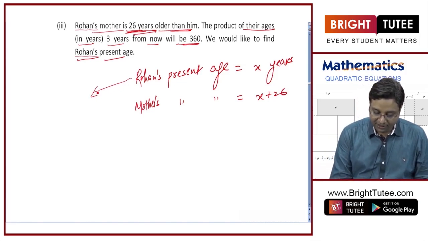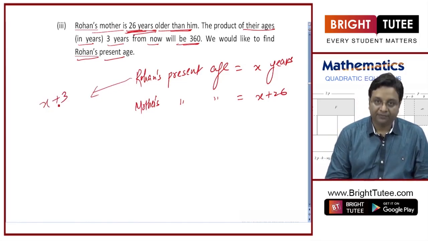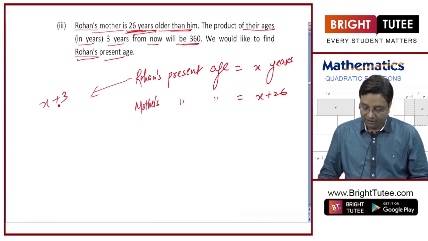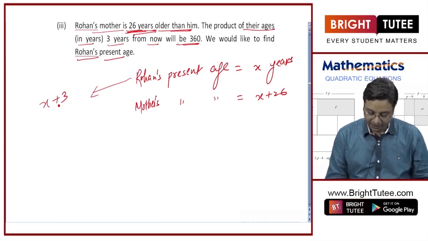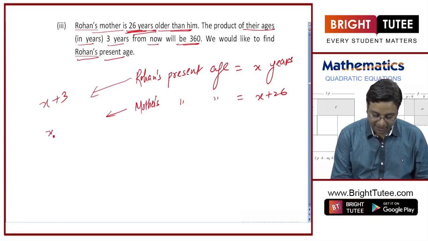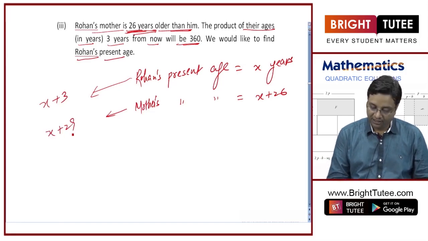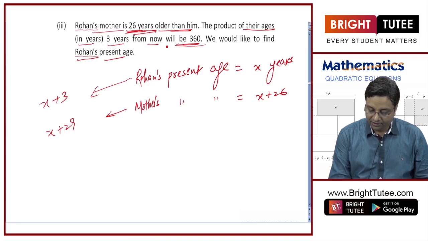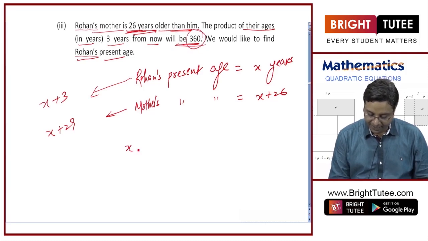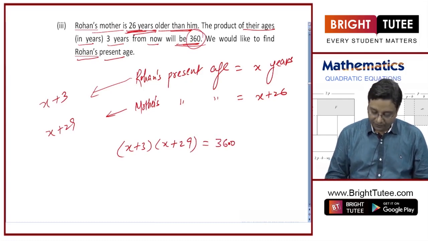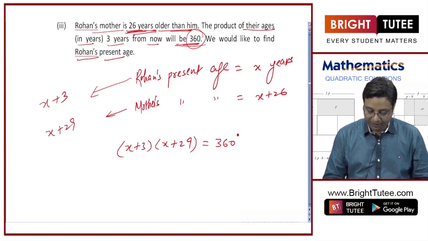What will be Rohan's age 3 years from now? It will be x plus 3. He will be bigger by 3 years. And what will be mother's age? x plus 29 after 3 years. Now the product is 360. x plus 3 into x plus 29 is equal to 360. Okay. And we need to find Rohan's present age.